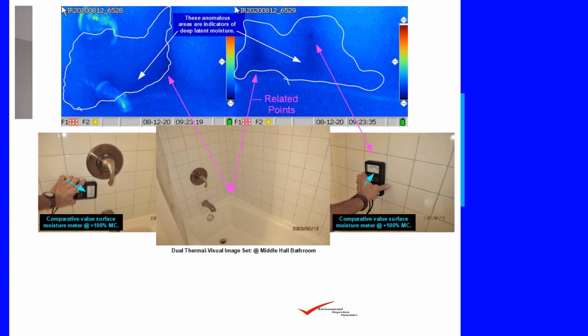On this one, hey, we're using a different tool. Look at all the meter placements, they're saying plus 100% MC. To help confirm this and so the client can see, we used thermal imaging. That was my older thermal imager. But it says in white up there, these anomalous areas are indications of deep, latent moisture. Basically, the tiles cracked and they leaked.